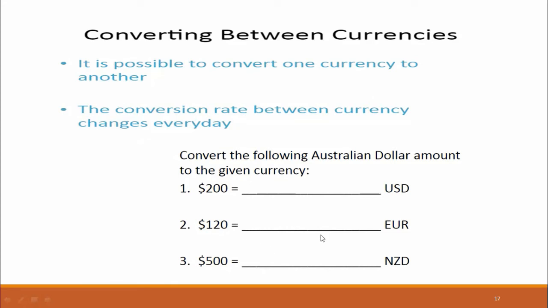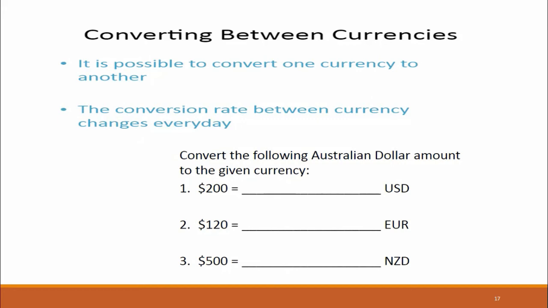And in this case, find the amount of one Australian dollar is equal to what euro. Then multiply that amount by 120. This Australian amount will be converted to the euro. Now, New Zealand dollar. First of all, find the amount of Australian $1 in New Zealand dollar. Then multiply that amount by the Australian dollar 500. The 500 Australian dollar will be converted to the New Zealand dollar.